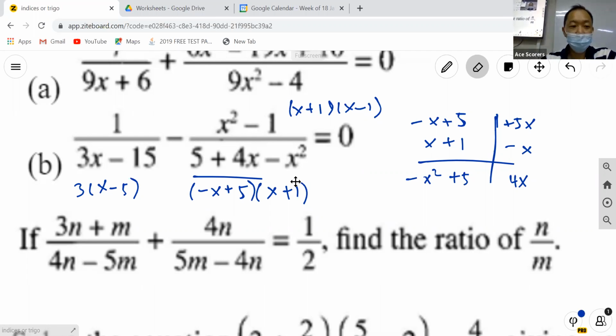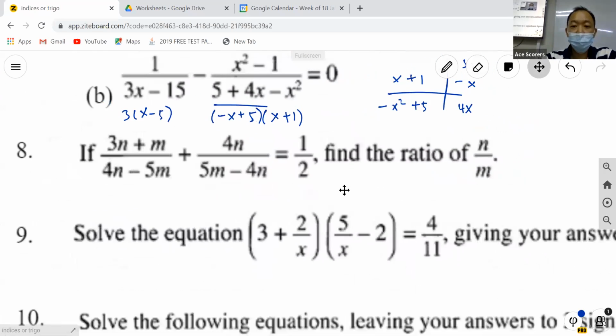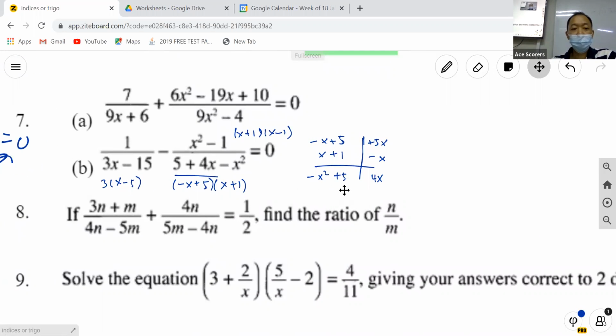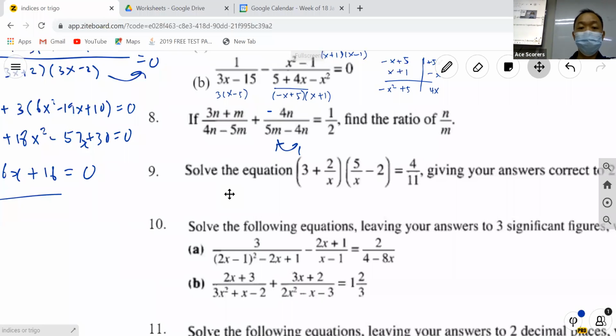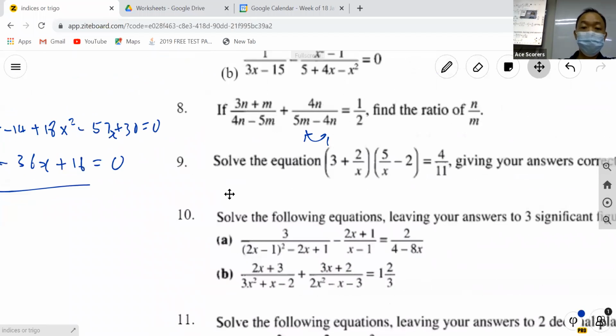Okay. You try the next one. I just want to see whether you can combine. Find the ratio. This one. You try 8. If 3n plus m over something equals a half, find the ratio. This is tedious, okay? I wouldn't blame you if you don't know how to do it. It takes a while to figure out how to do this. Must have a lot of practice, then you can. So let me solve this.